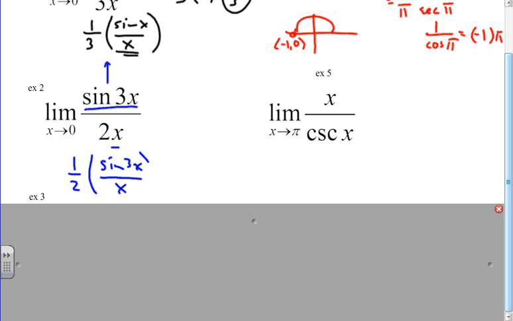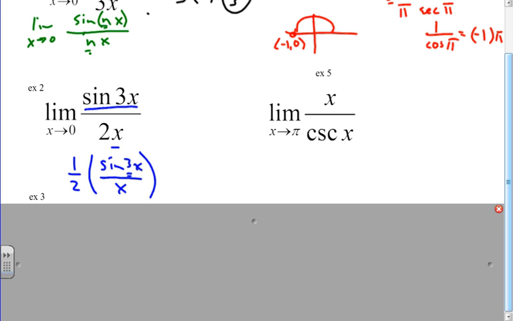But this is different from the one above, because we have this 3. In order to get rid of this 3, we can't factor it out. That's illegal. But we know another property about the sine function. If you have a limit as x approaches 0 of sine of some value nx over nx, where these values are the same, this limit will approach 1.